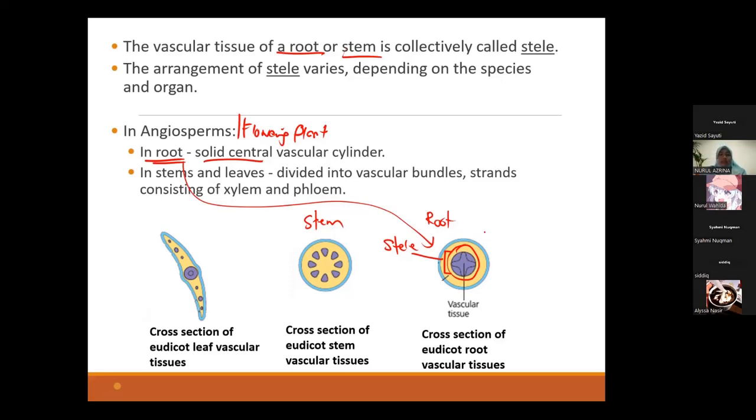Macam tu. Alright? Okay. And for stem and also leaf, it is divided into vascular bundles that have strands of xylem and also phloem. So kalau untuk stem, inilah dia punya stele that have xylem and also phloem. So similar to leaves. Okay, right?